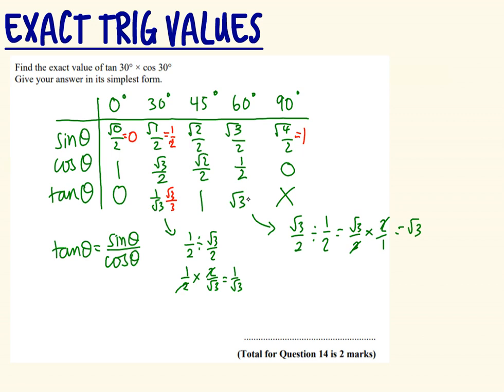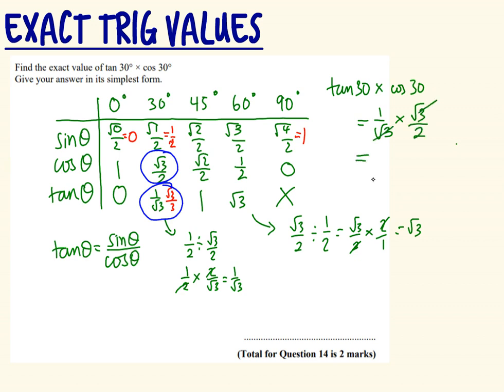So this question asks us to do tan 30 times cos 30. So tan 30 is here. We could use either of those two versions for tan 30, and cos 30 is here. Okay, so we've got 1 over root 3 times root 3 over 2. If I cross cancel there, I'm just left with 1/2. So our final answer for that is 1/2.